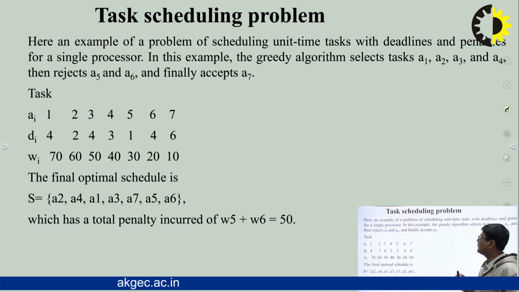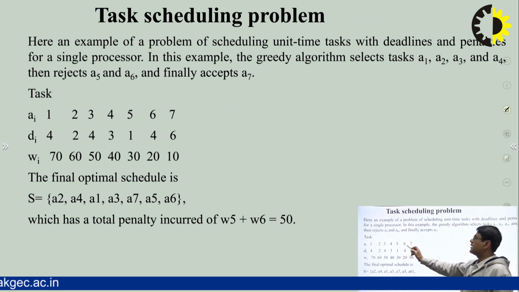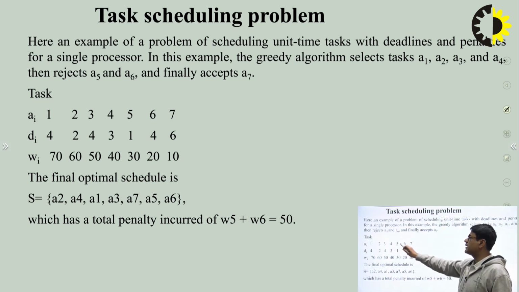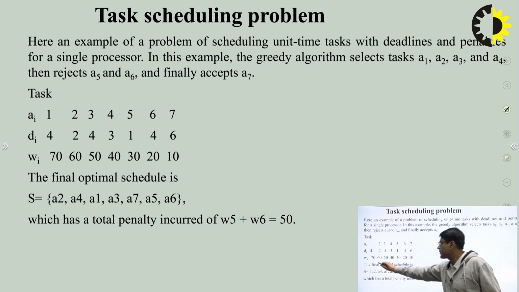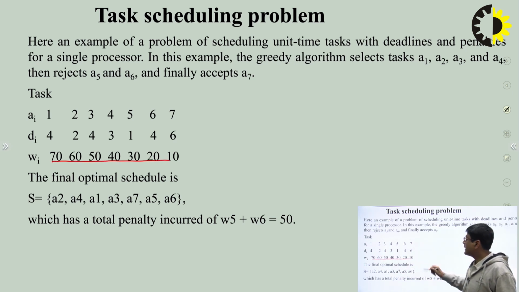Now we have to consider this problem, that is A1. A is the number of tasks, with their deadlines. For task 1 the deadline is 4, for task 2 the deadline is 2, for task 3 the deadline is 4. The deadlines are given. And the important thing is that we take penalties in decreasing order, so that we cater to the maximum penalty task initially. So now it is given.